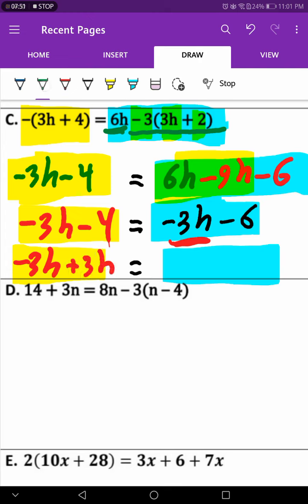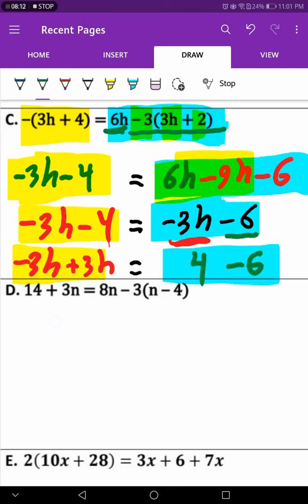And here, the -6 is a host. I mean a host, it is old on this side. And the newcomer here is the -4, so it will be +4. Okay, my dear student.